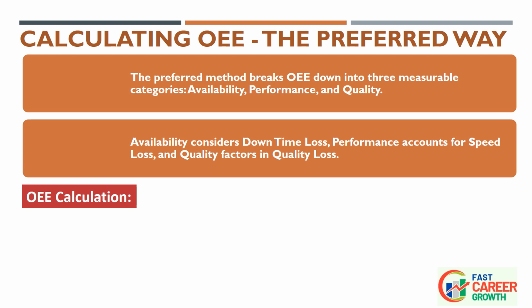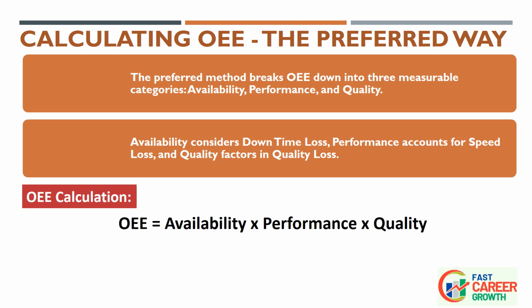OEE. OEE takes into account all losses: downtime loss, speed loss, and quality loss, resulting in a measure of truly productive manufacturing time. It is calculated as the ratio of fully productive time to planned production time. In practice, it is calculated as availability multiplied by performance multiplied by quality. Or you can calculate it by the simple formula: good pieces multiplied by ideal cycle time, and the result divided by planned production time.